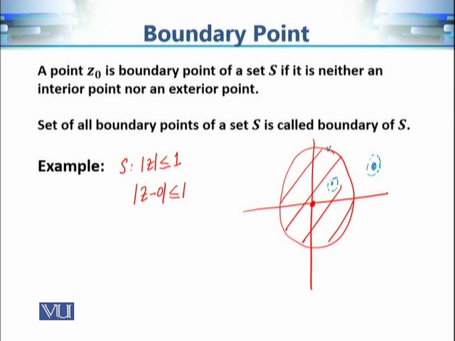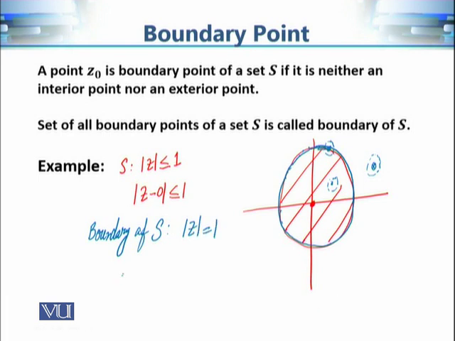So what are the boundary points? The boundary points are this point. Every open disk with center at this point, or every neighborhood of this point, contains some points of S and some points from outside S. So the set of these points, which are exactly the circle of radius 1, is the boundary of this set S. So the boundary of S is the circle of radius 1.